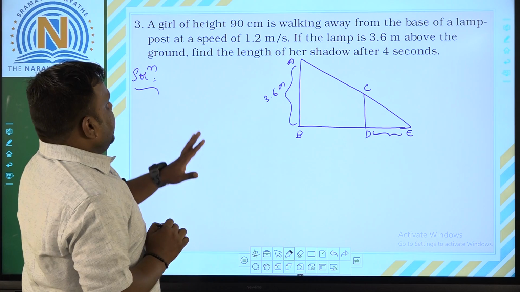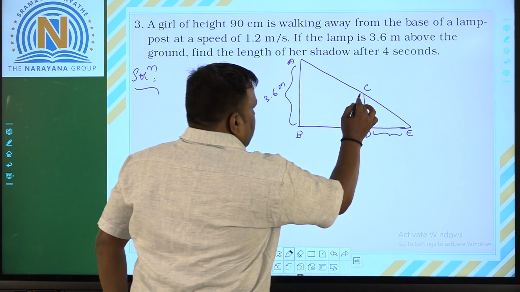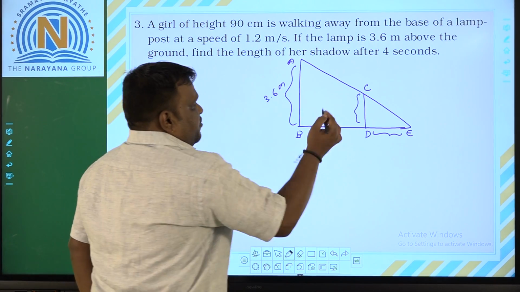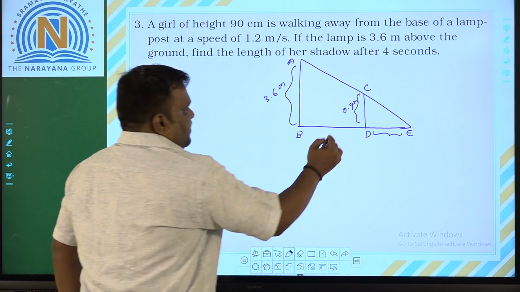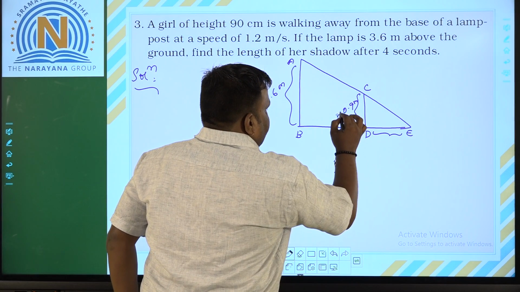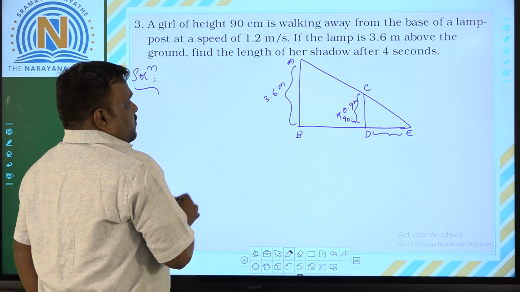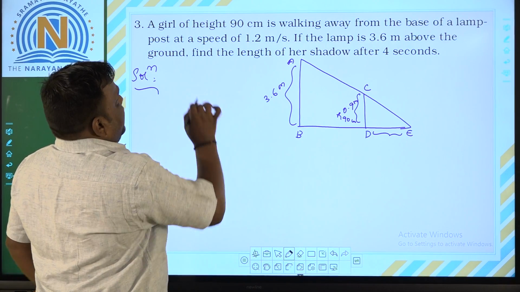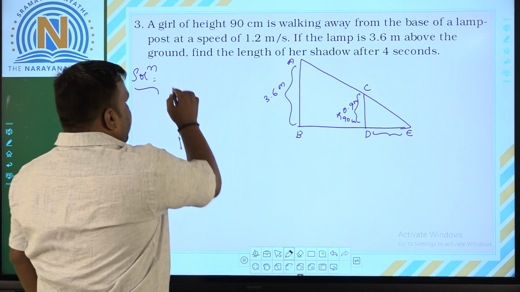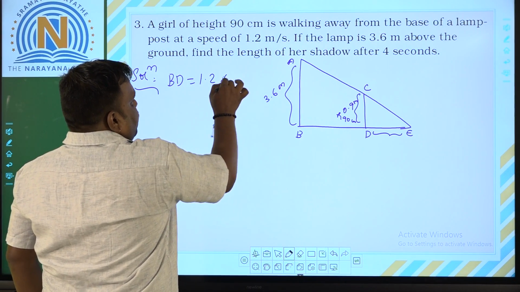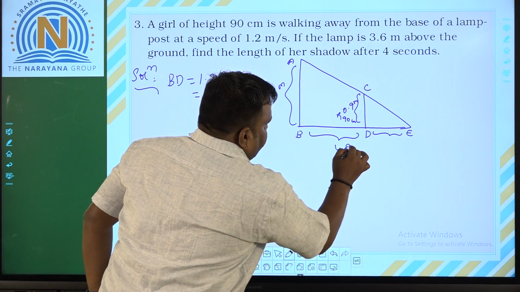Now if you observe properly, the speed at which the girl was walking is 1.2 meters per second. The height of the girl is given as 90 centimeters. When you change into meters, it will be 0.9 meters. Now, to find BD: what was the speed? Speed is 1.2 meters per second. After how many seconds? 4 seconds. So BD is equal to 1.2 into 4, that will give you 4.8 meters. So BD value will become 4.8 meters.